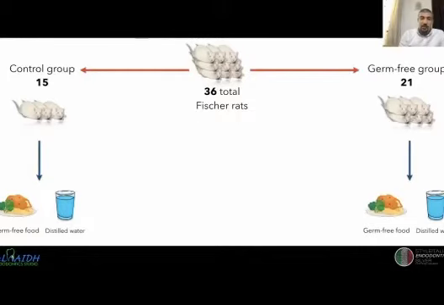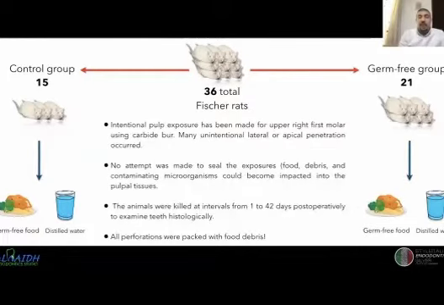So the methodology of this research was that intentional pulp exposure was made for the first molars, okay, using a carbide burr, and these exposures were left without any treatment or any seal. And these exposures were filled with debris and food accumulations, okay? And after that, these animals were killed at intervals from 1 to 42 days post-operatively, and the teeth and their periapical tissue were taken for histopathological examination.